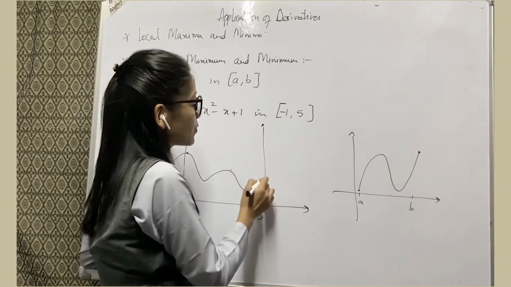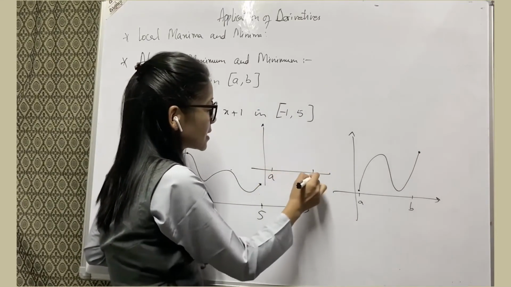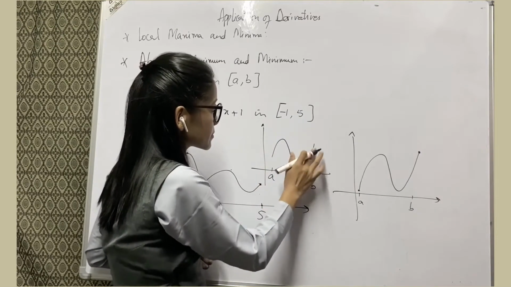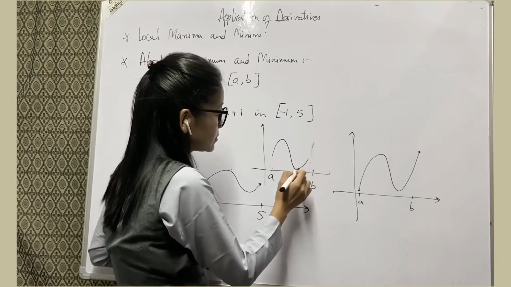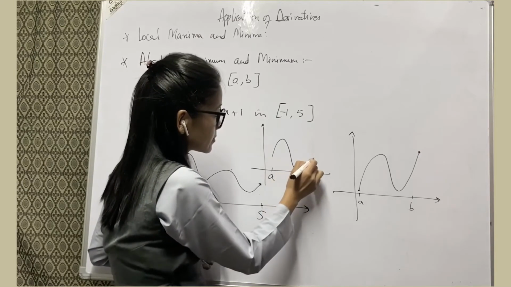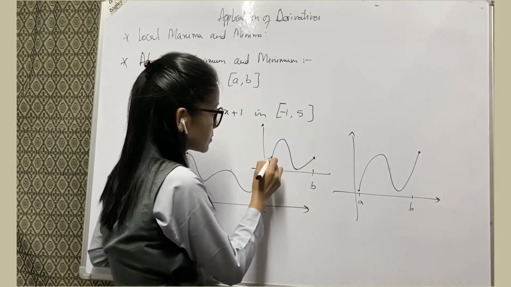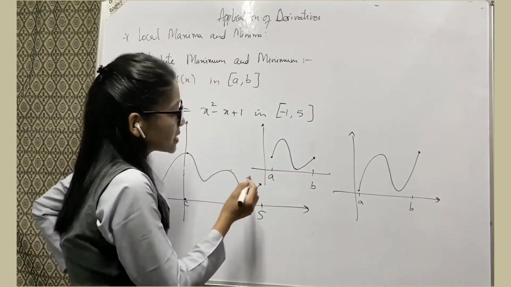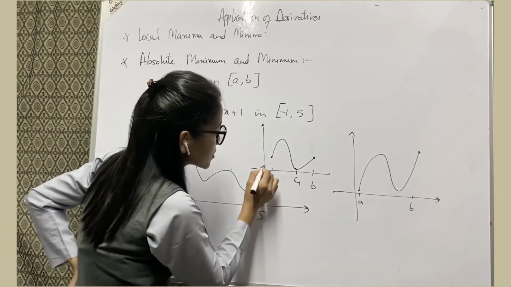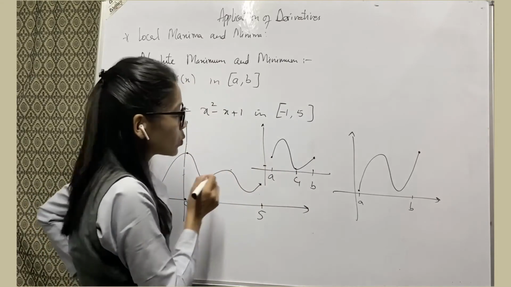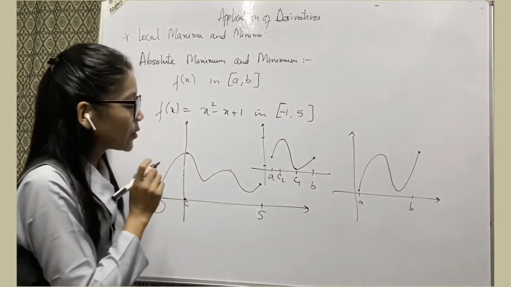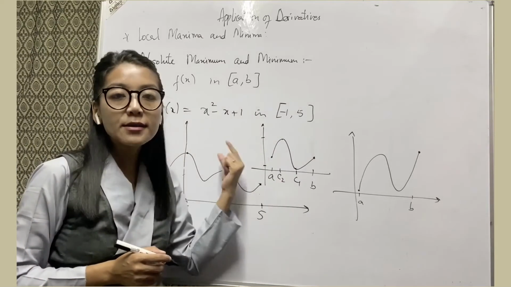Also you can have the graph somewhat like this, say in a b. Now you can see at this point, let it be c1, the function is attaining its minimum value at c1, and at c2 the function is attaining its maximum value, and you can see c1 and c2 are the critical points.